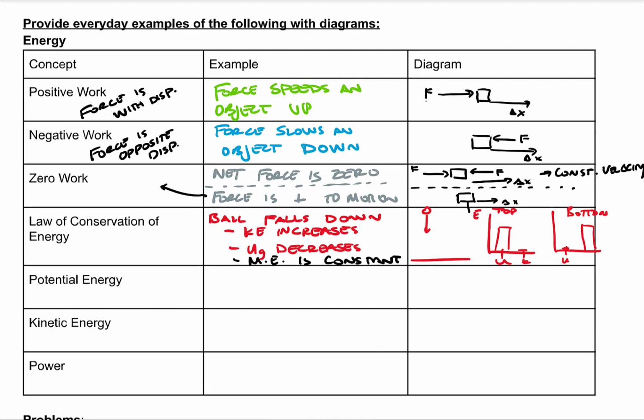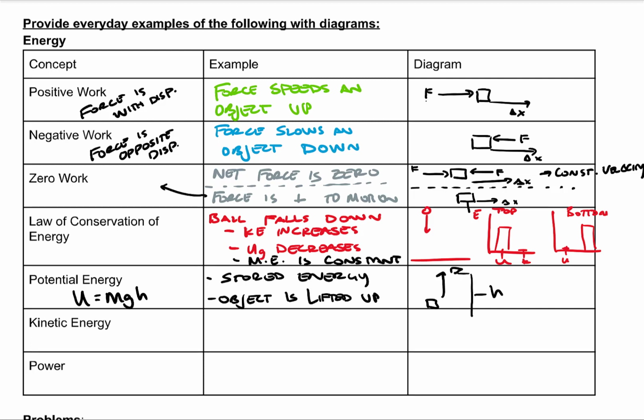Potential energy, for potential energy, we have mgh, gravitational potential energy. This is stored energy. Here the object is lifted up, so if we take that and we lift it up to a height h, our potential energy is going to have to do with that height, mgh.